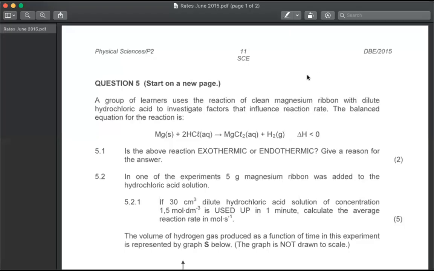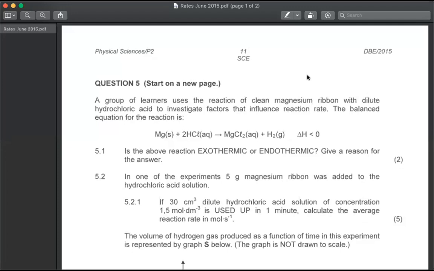We've got here question five from June 2015. A group of learners uses the reaction of clean magnesium ribbon with dilute hydrochloric acid to investigate factors that influence reaction rate. The balanced equation for the reaction is Mg + 2HCl gives you MgCl2 + H2, delta H is less than 0. Is this above reaction exothermic or endothermic? Give a reason for your answer.